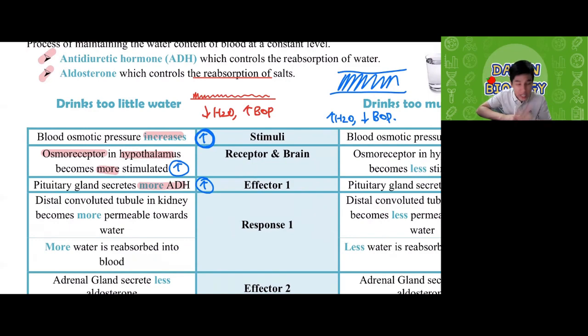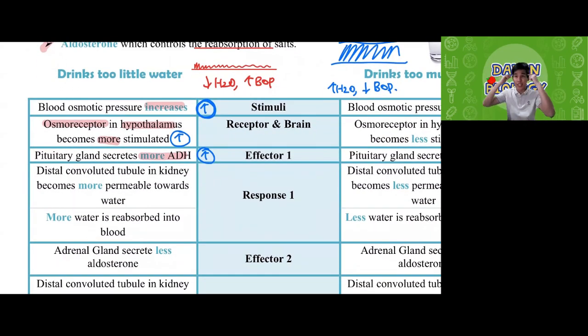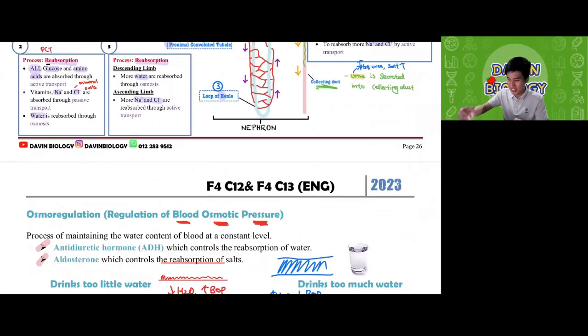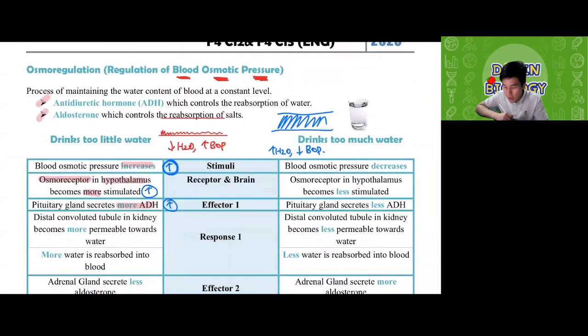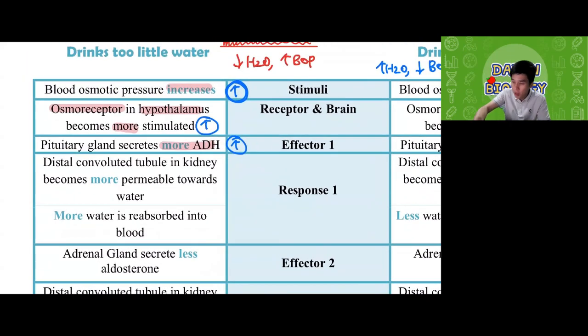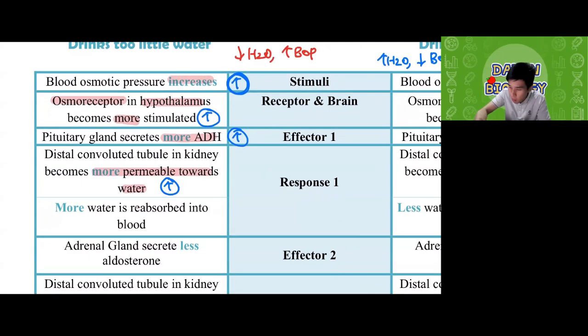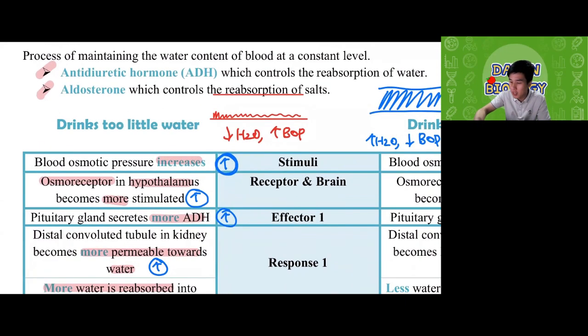Now ADH, as we know, is from your pituitary gland and will go to your kidney. Specifically, it affects the kidney's distal convoluted tubule, this part. We mentioned this is where ADH is secreted to. Therefore, ADH will cause your distal convoluted tubule to be more permeable towards water, and therefore more water is reabsorbed. There's not enough water, so I reabsorb the water back into your blood. So your blood now gets the water back.